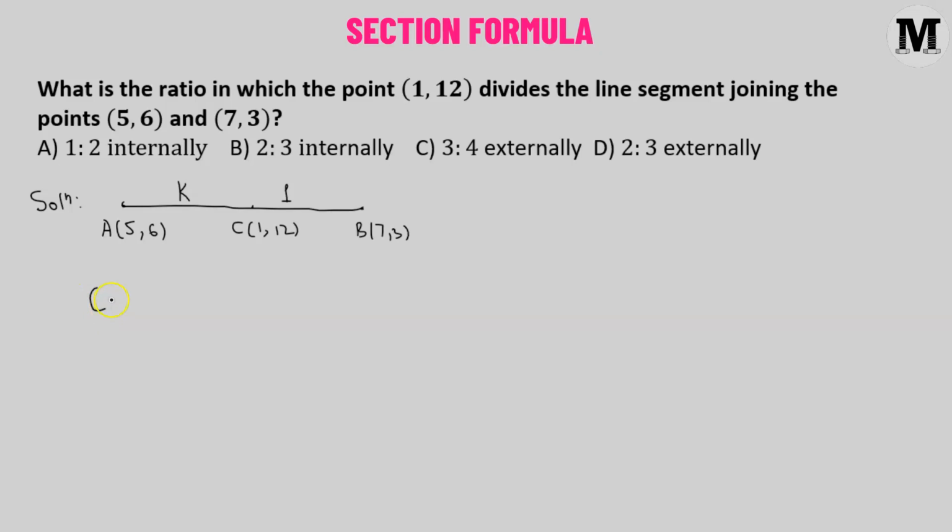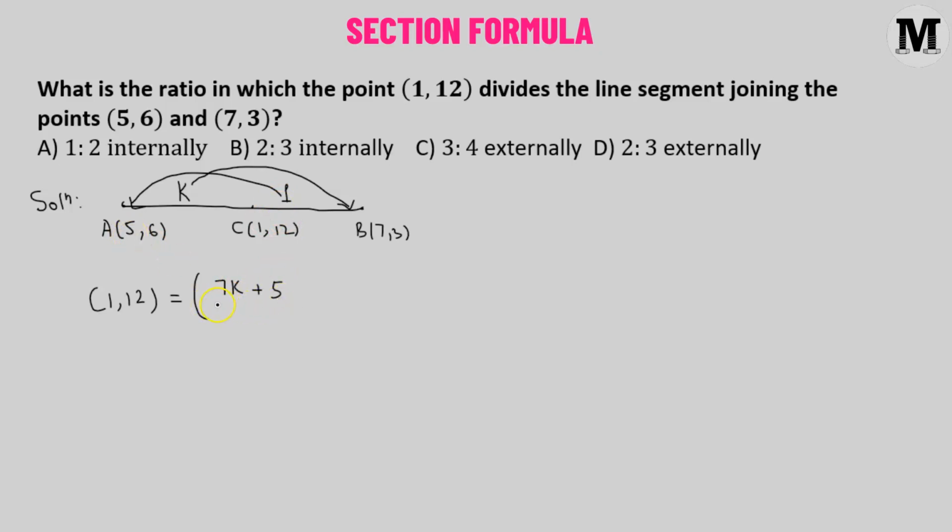So here the coordinate of C is already given as (1, 12), but we know that we can apply the section formula to define each of the x and y coordinates. Let's start with the x coordinate. All we have to do is take k and multiply with B, and then take 1 and multiply with A. Meaning, to find the x coordinate, we take the x coordinate of B, which is 7, and multiply it with k. Add it to 1 times the x coordinate of A, so that's 5.